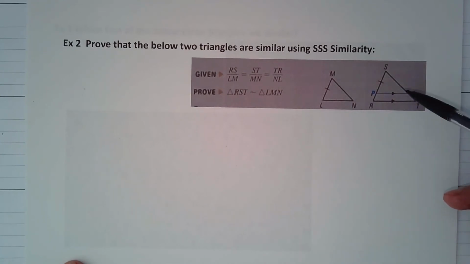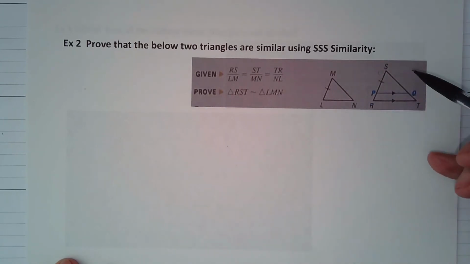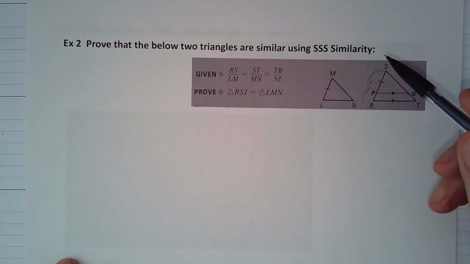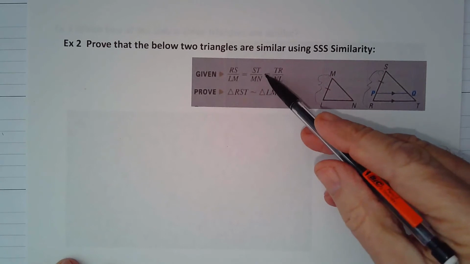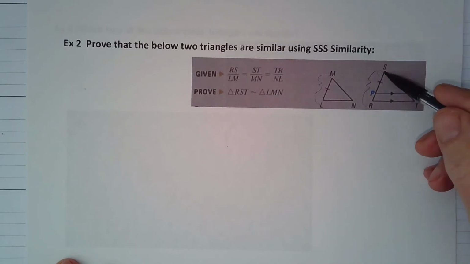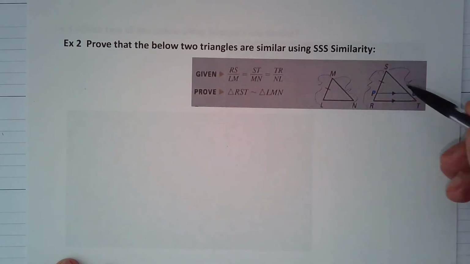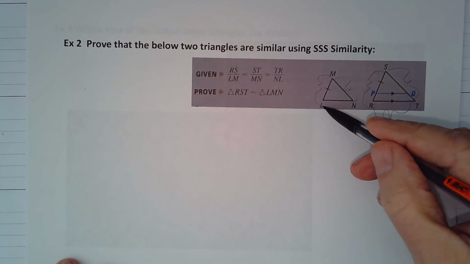LMN, and then you have RST, and there's another line segment in here, PQ. All right, so it makes it a little bit more interesting, but it's given that RS, here's RS, this whole side here, is proportional to LM. This is LM, right? As ST is to MT. ST is all of this, is to MT. And then TR, here's TR, is proportionate to LN, or NL rather.